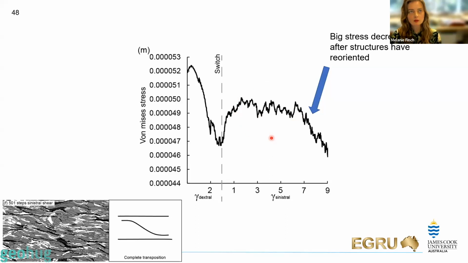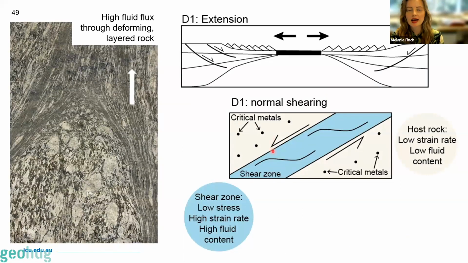So what is it about the tectonic switch, that switch from extension to shortening or shortening to extension, that is causing mineralization? Well, it could be related to how this microstructure develops. So during D1, just say it's extension, we've got a high fluid flux through these shear zones, through this deforming layered rock. So during D1 normal shearing, this blue zone here is the shear zone, and this pale cream color is the host rock.